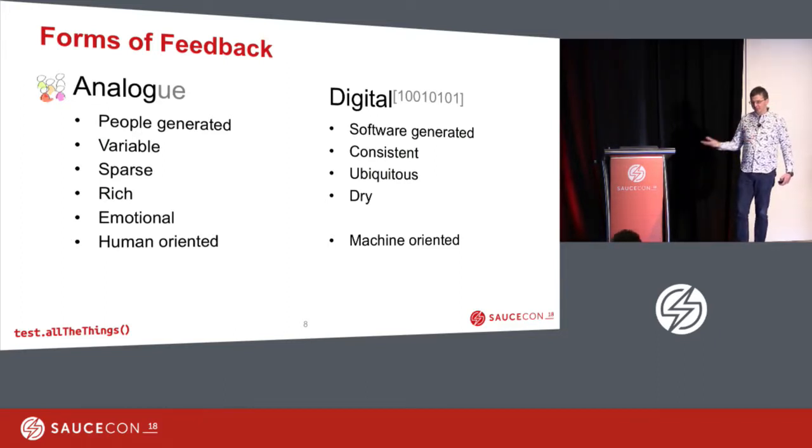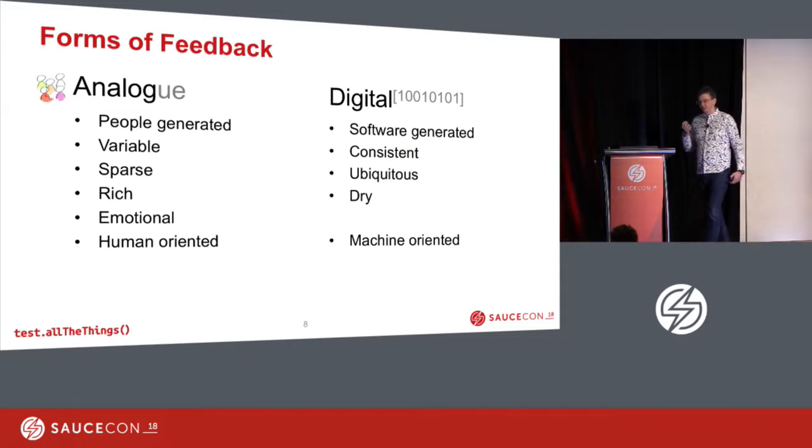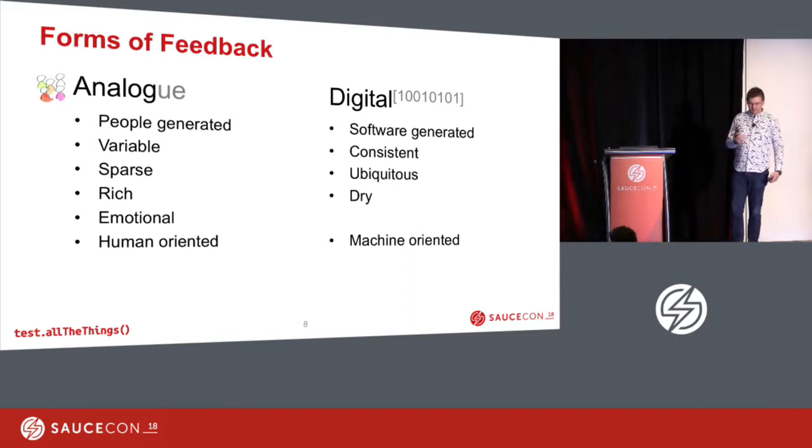Ubiquitous means that it's everywhere. If it's in the application, it's available for every time the application is used. But it lacks the emotion. We don't really know what the human's thinking when the application's being used. All we know is the application's being used. And the focus is really on the machine side of it.